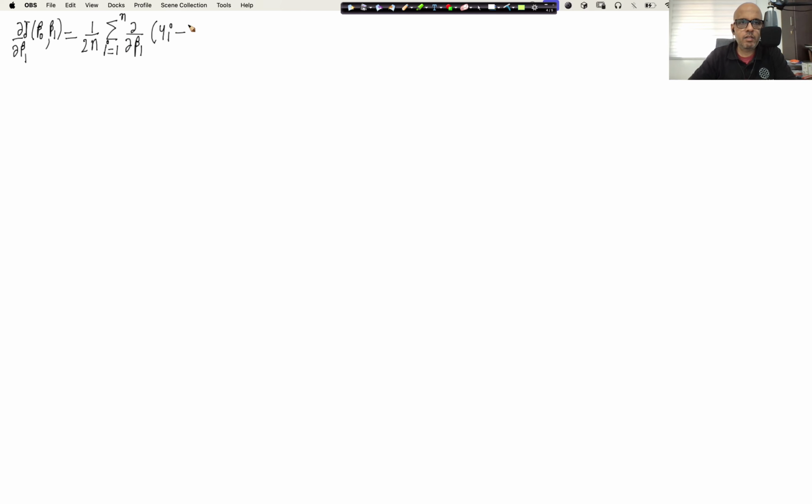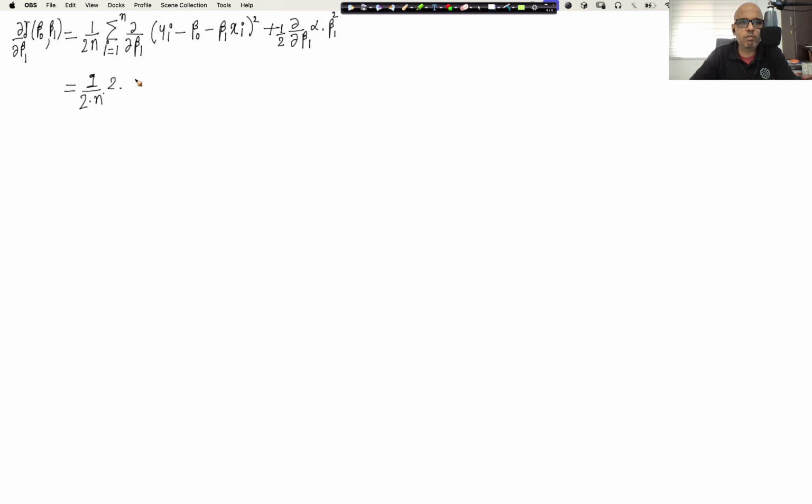yi minus beta 0 minus beta 1 x of i, and square of that, plus alpha times partial with respect to beta 1 of alpha into beta 1 squared. And again here I'm introducing the 1 by 2 just so that we can cancel the 2 that we would get from the derivative. So this would become 1 by n, 1 by 2 into n, and then this 2 would come out.